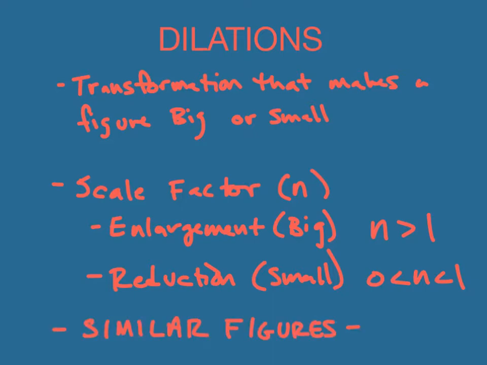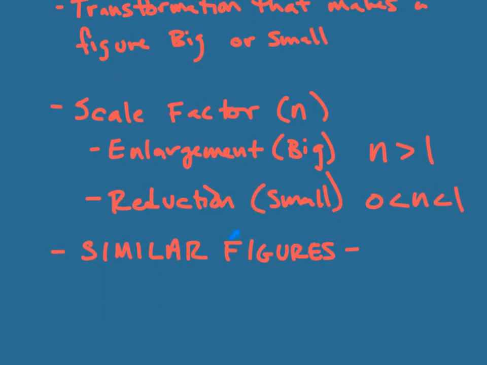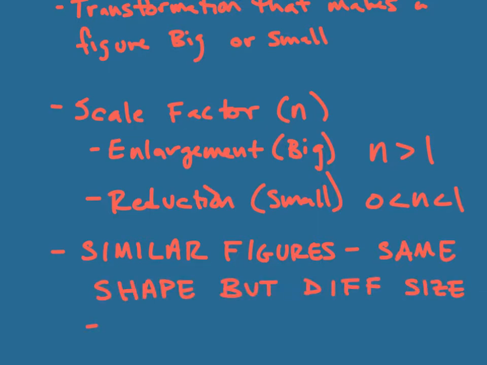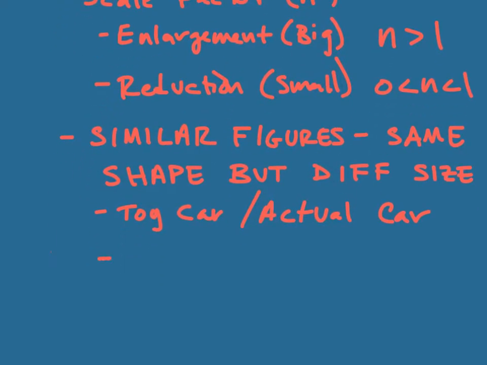And as a result, when you do a dilation on a figure, you get something that's called similar figures. And what this means is that you have the same shape but different size. And so I like to think of like a toy car and an actual car, okay? Those are similar figures, all right? They're the same shape, they're just different sizes, okay? I like to also think of like a globe, all right? And then Earth, okay? They're the same shape, they're just different sizes.